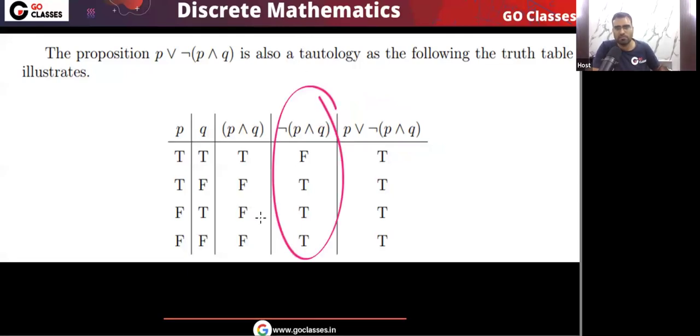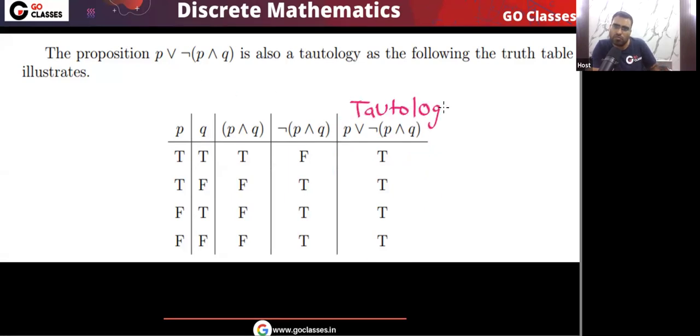And what about this one? Let me know. Yes or no? This is a tautology. What about this one? This is a contingency, because you can see this is neither tautology nor contradiction. This is sometimes false, sometimes true. What about this one? This is also a contingency, because this is neither contradiction nor tautology.